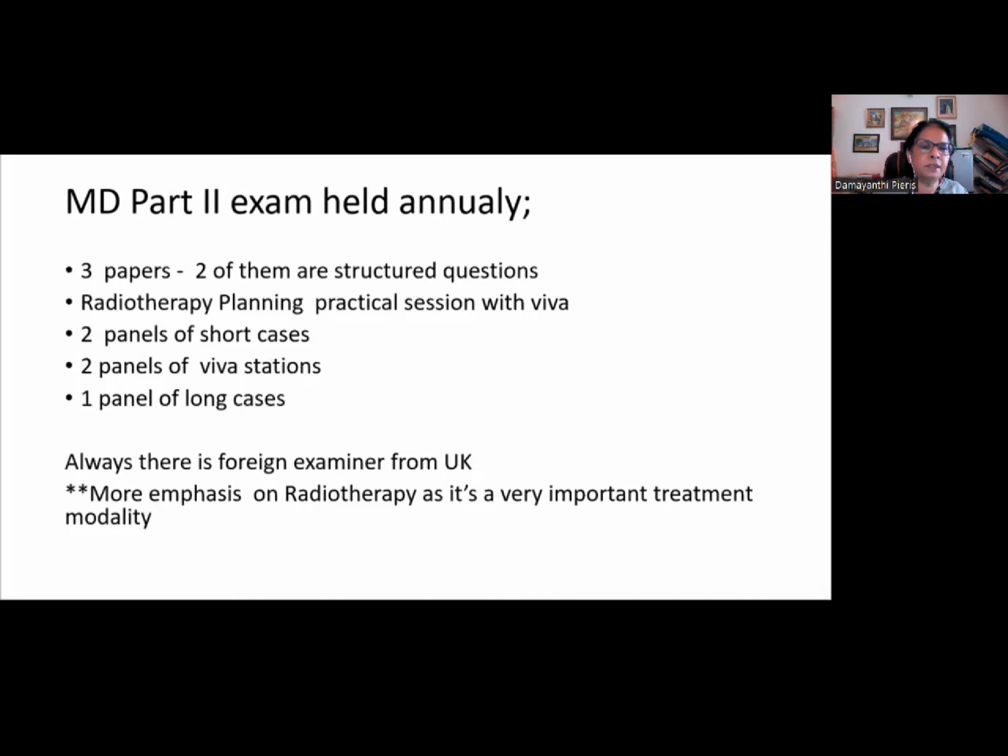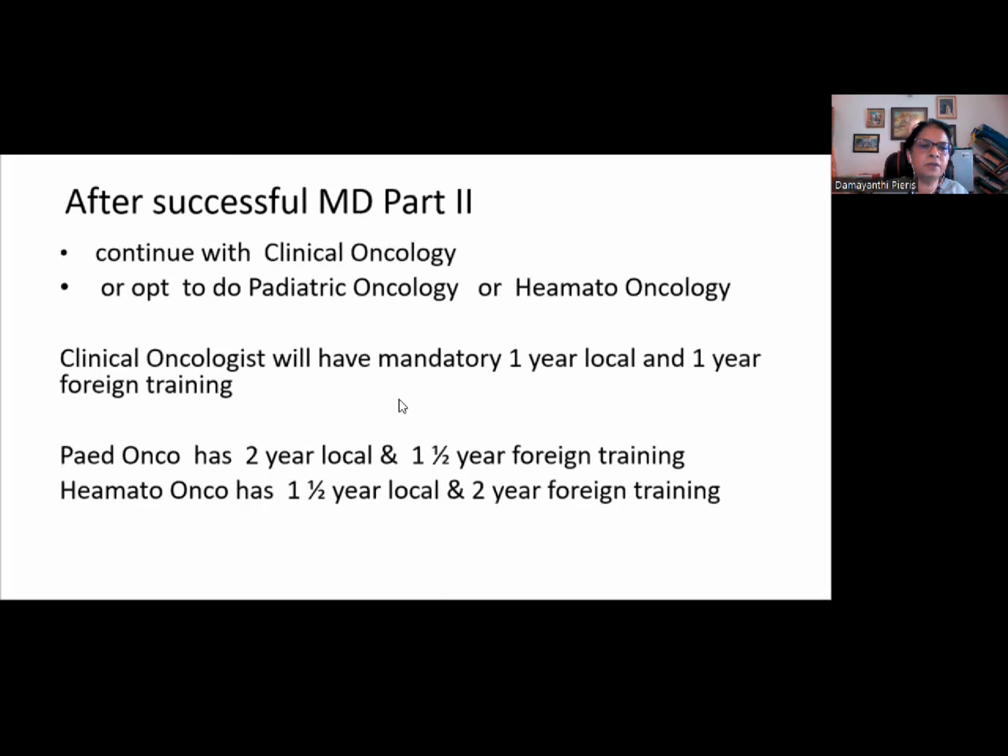And in the Part 2 exam, there are theory papers, there are short cases, there is a practical radiotherapy planning session, vivas, and a long case. And some of these elements may change in the near future, but basically this is the format. And always there's a foreign examiner from the UK, and we place more emphasis on radiotherapy as it's a very important treatment modality. And once you are successful, you can continue either as a clinical oncology trainee, or you can opt to do pediatric oncology or hemato-oncology, which, as subspecialties, have a longer training period.